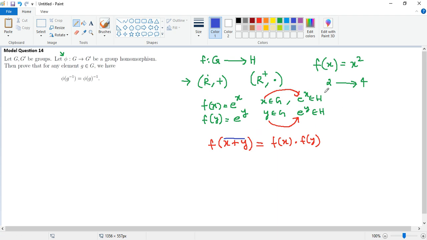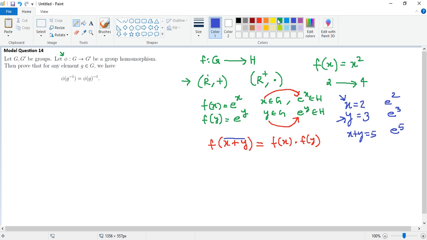To make it clearer, let's say x is 2 and y is 3, right? Then if I input x to the function, the output will be e squared. Similarly, if I input y to the function, the output will be e cubed. Now, if I add the two inputs before giving them to the function, it will be x plus y, which is 5. And if I now input 5 to the function, the output will be e to the power 5.